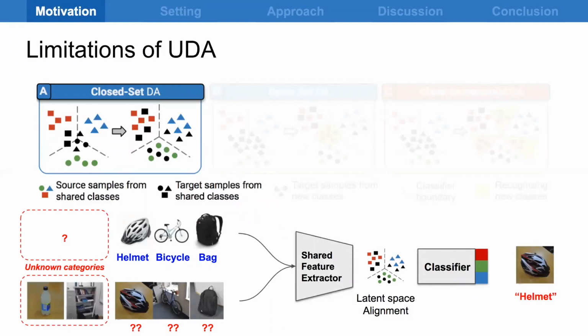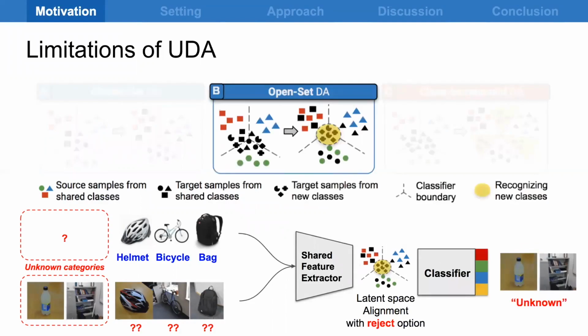However, the closed-set assumption is impractical in the real world, where a typical target domain would contain samples from additional unseen categories which are not observed in the source dataset. This issue is tackled in open-set domain adaptation, where such unknown target samples are rejected by the classifier by assigning a separate label called unknown. But this introduces a second challenge.